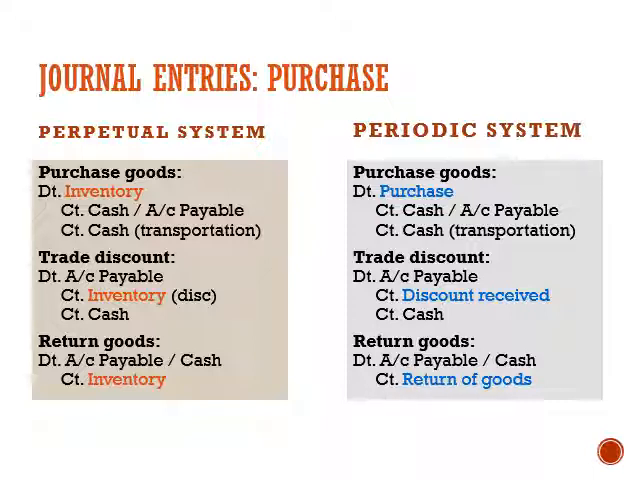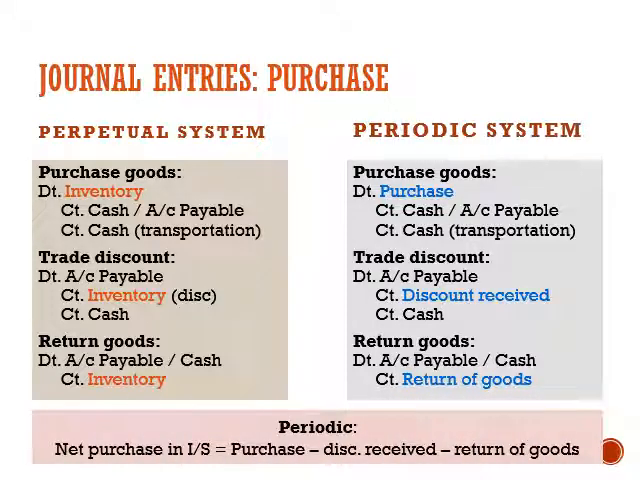You can see from the journal entries under the perpetual system, everything in relation to goods will be recorded in the inventory account. So you can imagine at the end of every transaction, you will be able to determine the balance in the inventory account as well as the net amount of goods purchased. But for the periodic system, we need to do a bit of calculation, where to get to the net purchase, we need to deduct discount received and returns of goods balances from the purchase account balance.